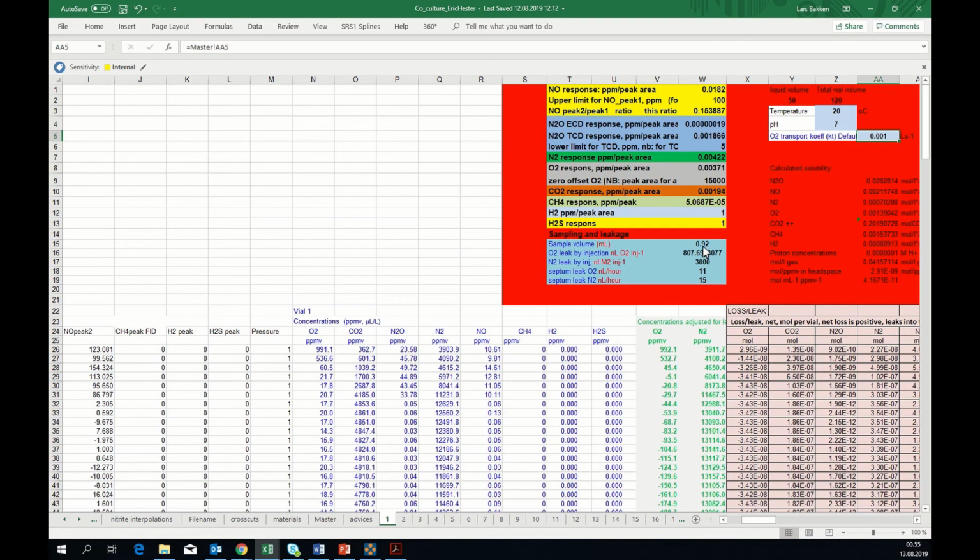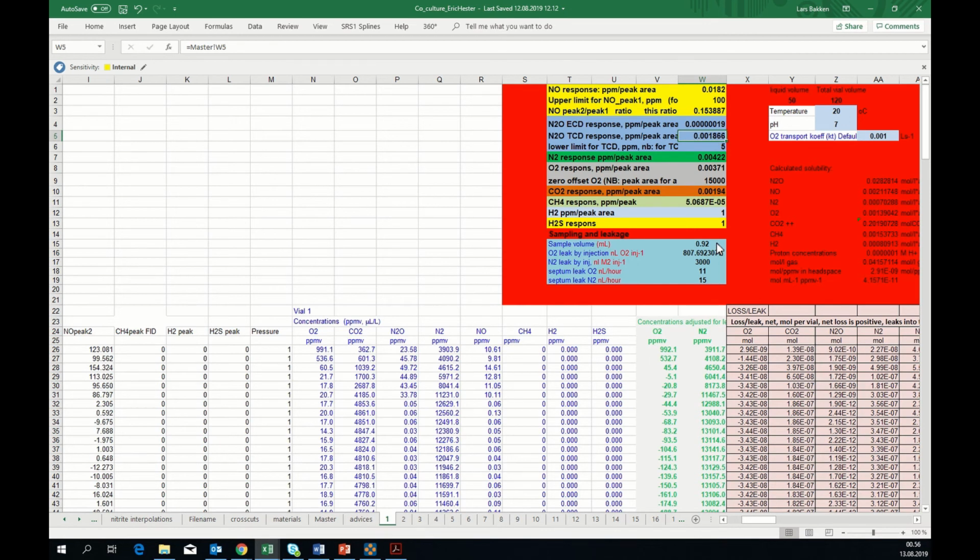And then there is the sampling and leakage, which is also very important for calibrating your spreadsheet. The sampling volume, the oxygen leakage by injection, the N2 leakage by injection, and the septum leaks. If you look at these parameter values, you will notice, if you look at the formula, it is taking the values from the master sheet. And that's very important, that we have common parameters through all the experiment set by the master sheet, not in the individual sheets.